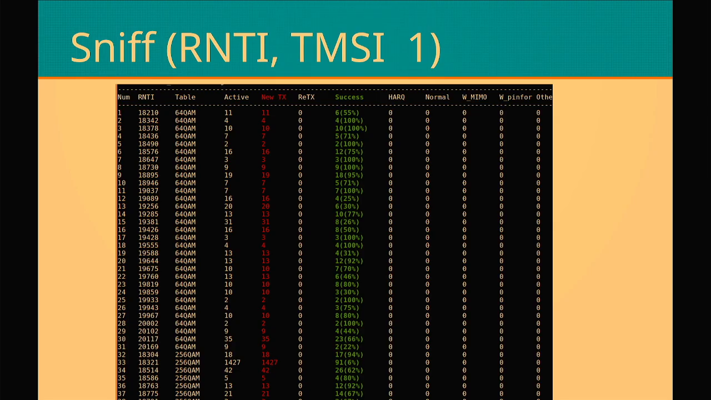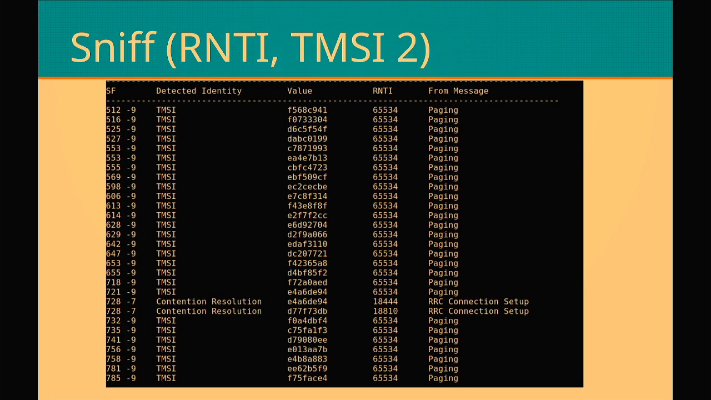RNTI is like some temporary identifier. TMSI is similar. It's like the modulations. I won't go into it further, but you can correlate them together. And yes, this is something you probably won't see. One phone is doing RRC connection setup. That means it has disconnected itself from a tower and is connecting itself to a new tower.